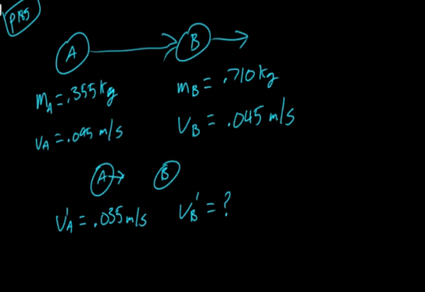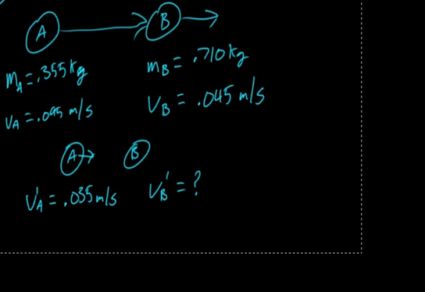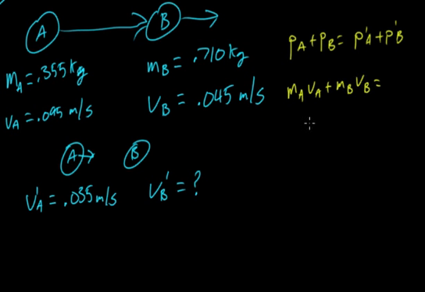Why? Because we know the right formula. The right formula is PA plus PB equals P prime A plus P prime B, which we can further write as MA VA plus MB VB equals MA V prime A plus MB V prime B. I can't fit it all, but this is just a continuation. Fairly simple.